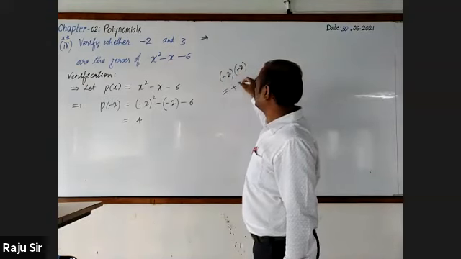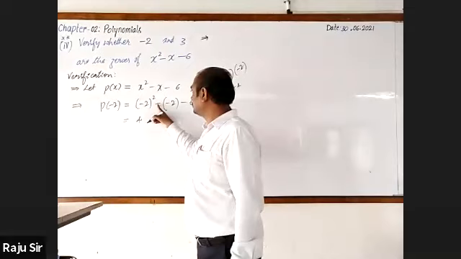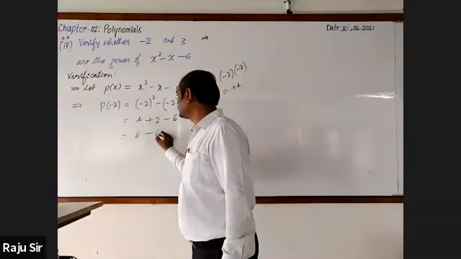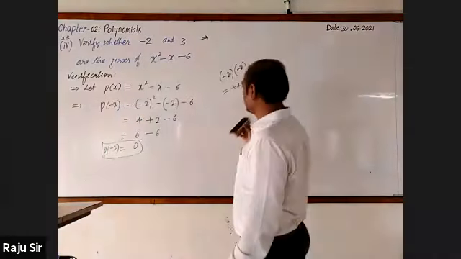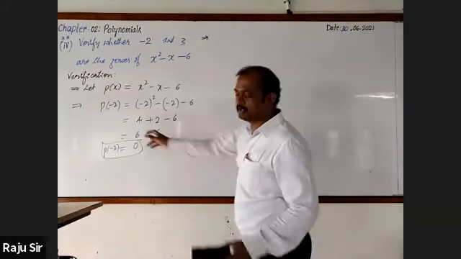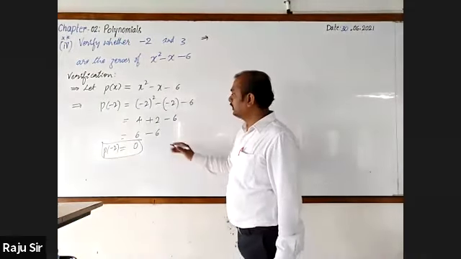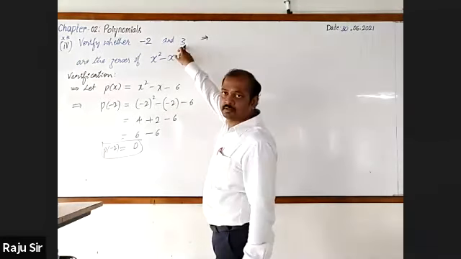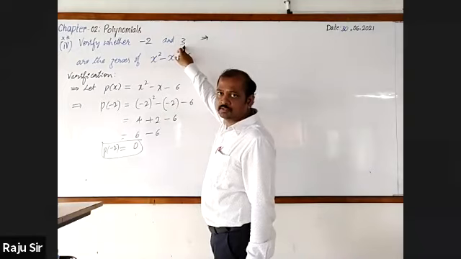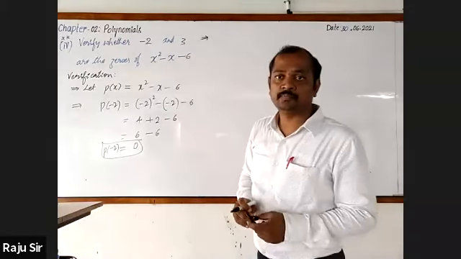Next, here minus into minus is plus, so plus 2, plus 4, minus 6. 4 plus 2 minus 6, that is 6 minus 6, which is 0. So P of minus 2 is equal to 0. Therefore, minus 2 is a zero of the polynomial. I'll write the conclusion at last. I'll go for verifying the next one also, that is whether 3 is a zero.